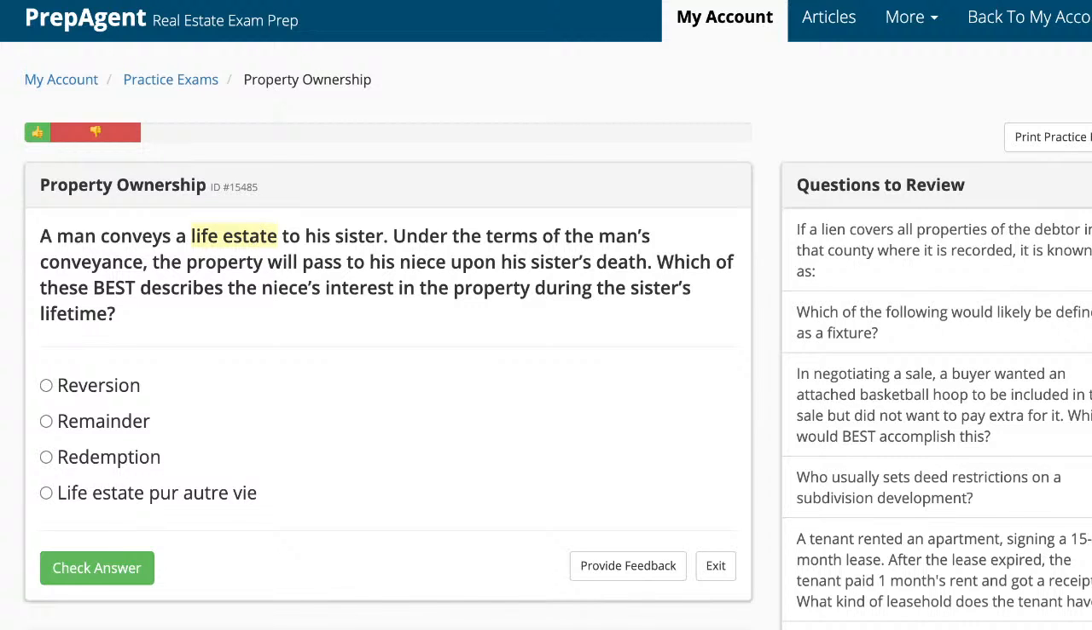Okay, a man conveys a life estate to his sister. Under the terms of the man's conveyance, the property will pass to his niece upon his sister's death. Which of these best describes the niece's interest in the property during the sister's lifetime? A, reversion; B, remainder; C, redemption; or D, life estate pur autre vie?